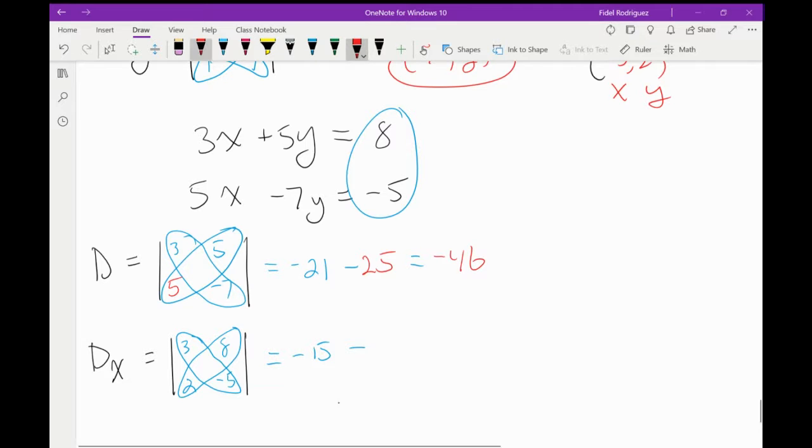Okay, and same thing over here. I'm going to change this to a 5. Okay, so that's still negative 15 minus now 40, and that is a negative 55. So let me just double check. It's 3x plus 5y equals 8, and 5x minus 7y equals negative 5.